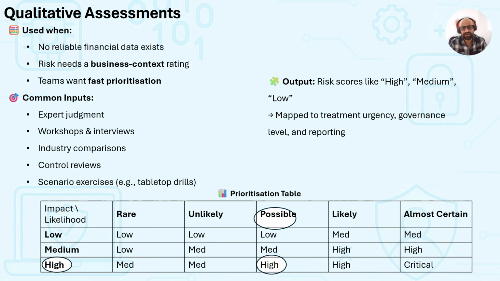Banks often rely on this method for fast prioritization, for governance reporting, especially for the operational risk committee. Mapping risk to risk appetite level, it also helps bring non-technical stakeholders into the process, which is crucial in board-driven environments like banking.